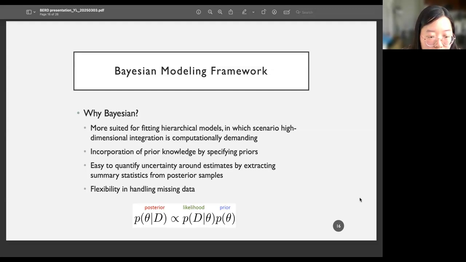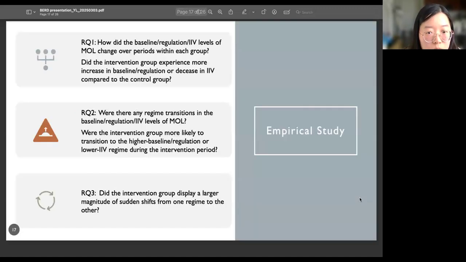Bayesian is also flexible in handling missing data, but this is not what we will be covering in this presentation. But it indeed allows you to incorporate multiple models representing missing data regimes into the full model to account for the missingness. So this is the broad introduction of the methods. Below, I will use an empirical study to really illustrate what questions we can answer from this data and from these methods.